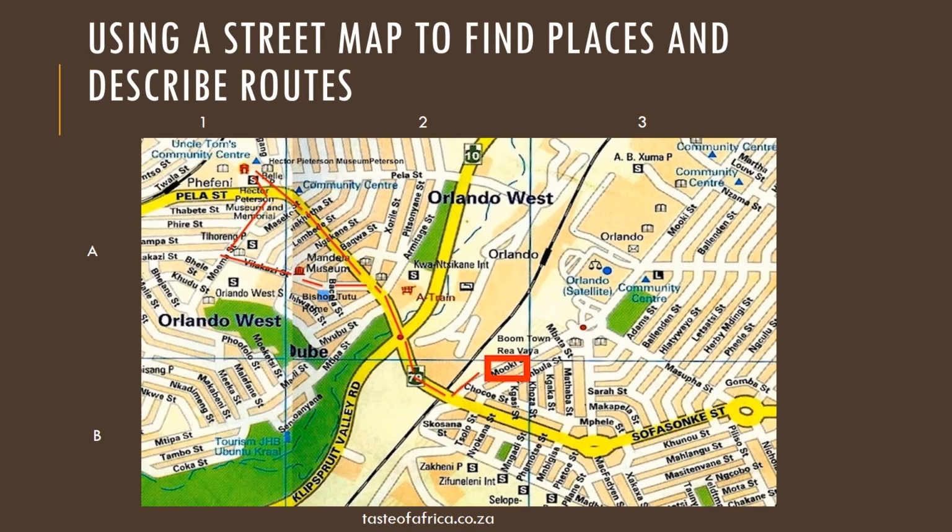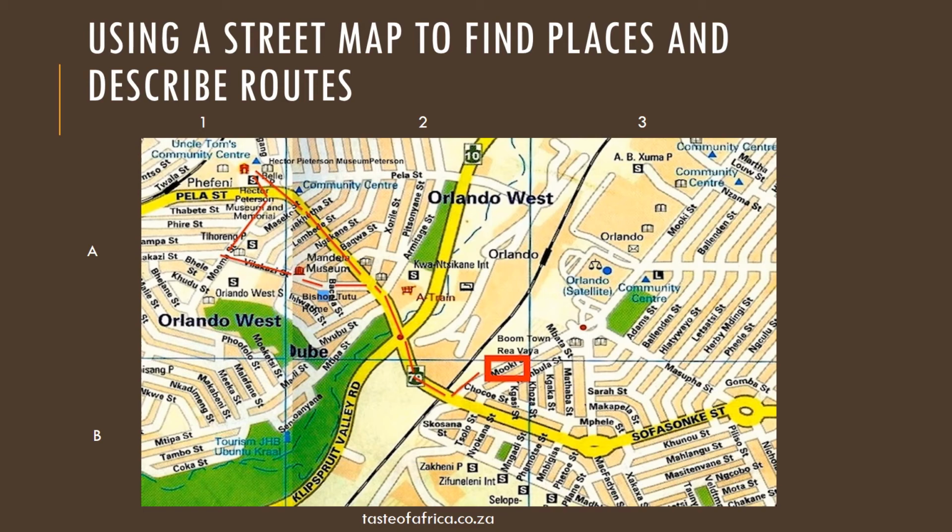On the screen, I have given you a street map of a part of Soweto. Orlando West and Dube are displayed on this map. If we look onto this map, there are many streets. On block A1, we can find Bejane Street, Kudu Street, Bele Street, Tabete Street, Piri Street. We also have Pela Street. We also have Uncle Tom's Community Hall.